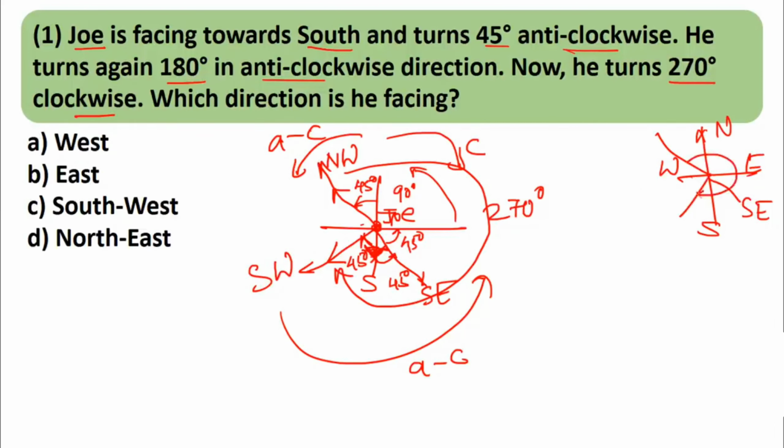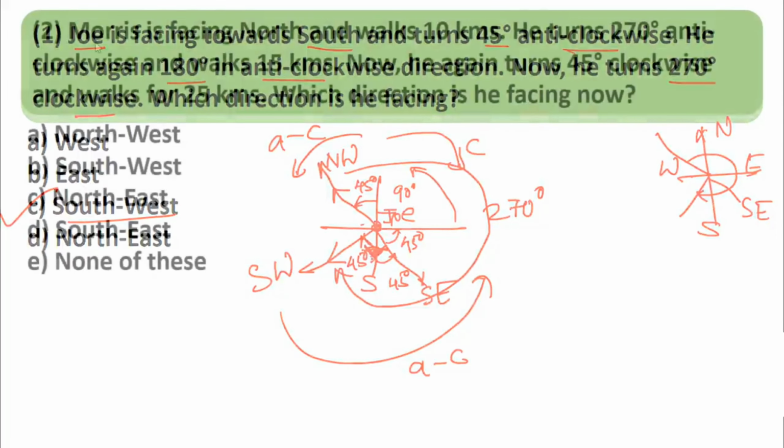Joe turned like this 270 degrees because this is clockwise. So now Joe is facing southwest. Which direction is he facing? Southwest. So C is the answer. Okay, see how easy it is. Once you draw the diagram, you will very easily be able to find the answer. Moving to question number 2.